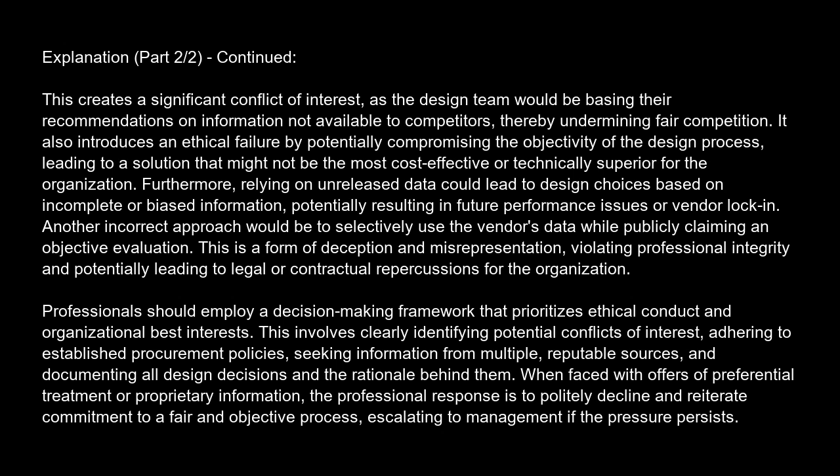This involves clearly identifying potential conflicts of interest, adhering to established procurement policies, seeking information from multiple, reputable sources, and documenting all design decisions and the rationale behind them. When faced with offers of preferential treatment or proprietary information, the professional response is to politely decline and reiterate commitment to a fair and objective process, escalating to management if the pressure persists.